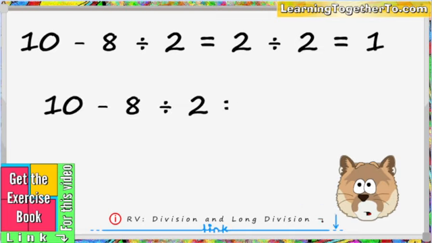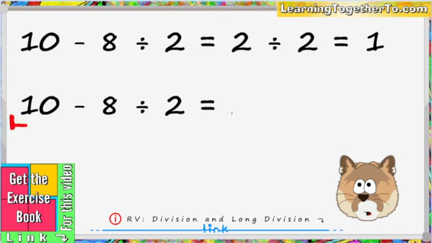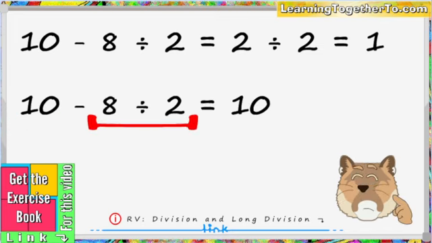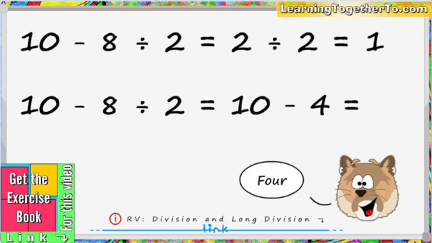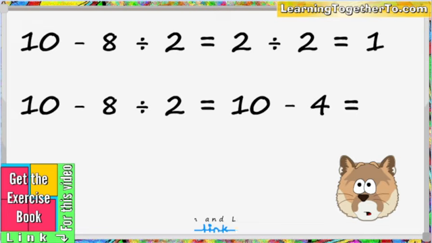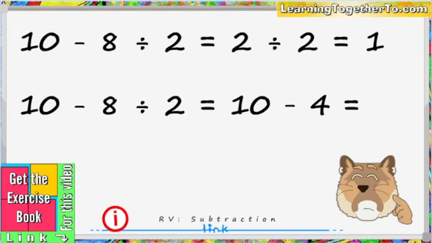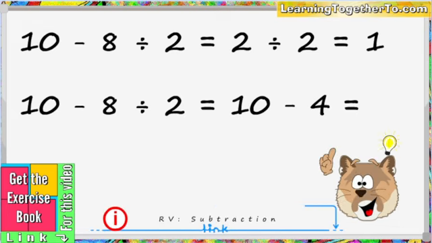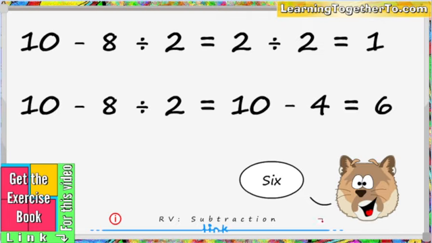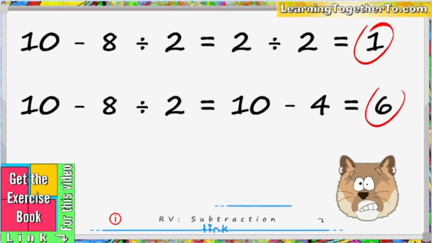Peter, this time let's divide first. Let's move the statement to the side. We write the 10 as it is. Peter, 8 divided by 2 is equal to 4. Well done, Peter. And 10 minus 4 is equal to 6. Great job, Peter. Look at that. We have different answers.